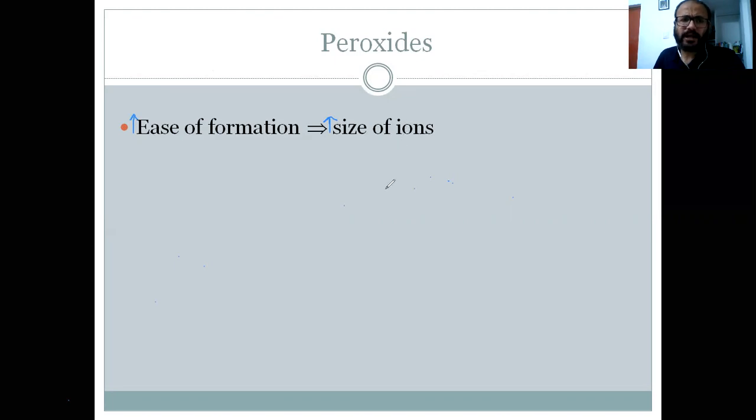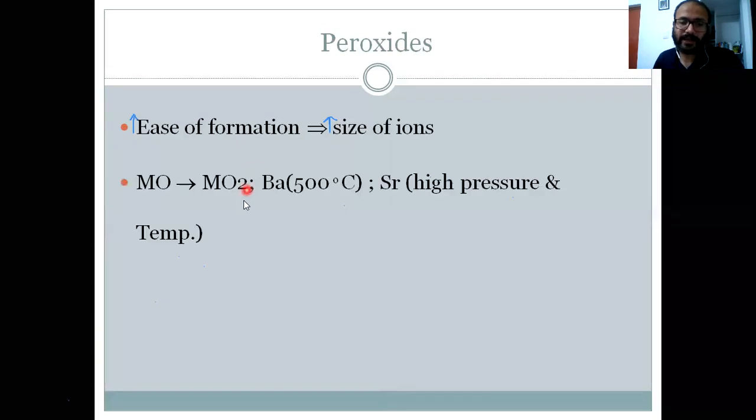So therefore, we have the formation of calcium, strontium, barium, as well as magnesium peroxides also possible. But beryllium peroxides are not known because of their instability. Okay, so let's discuss how they are made.